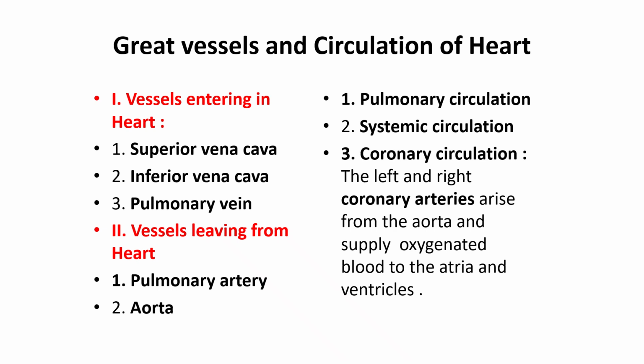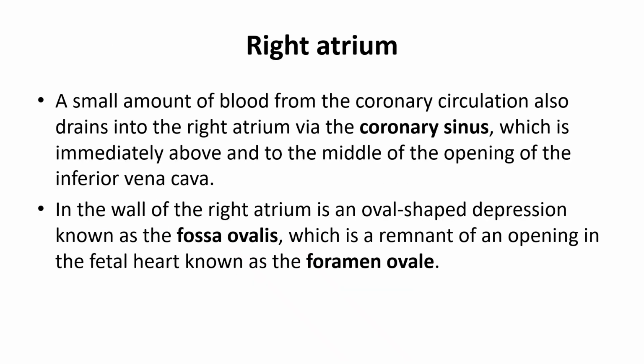The third type is coronary circulation. The left and right coronary arteries arise from the aorta and supply oxygenated blood to the atria and ventricles. Few points regarding the right atrium.